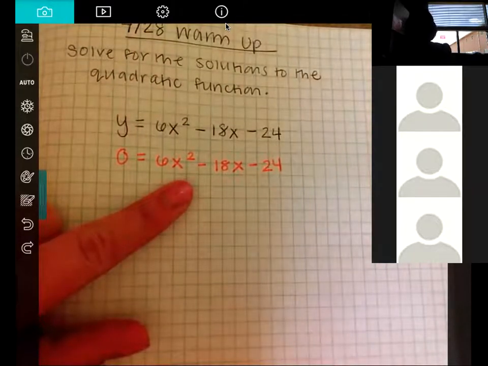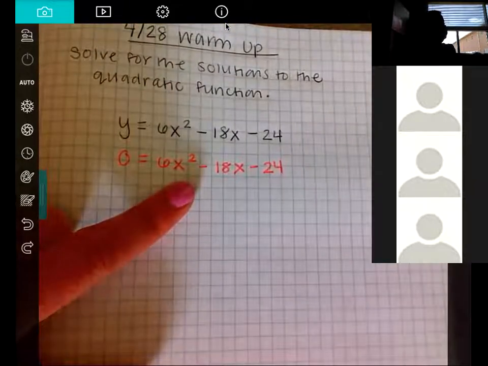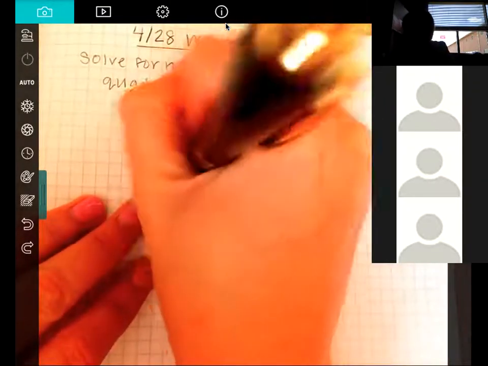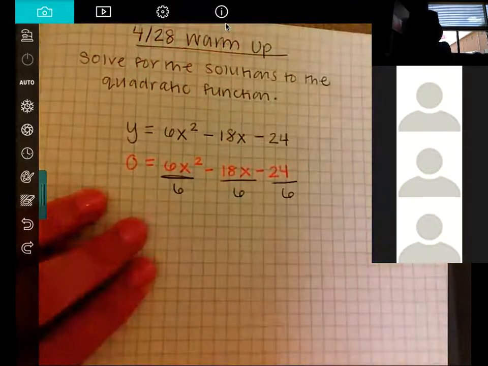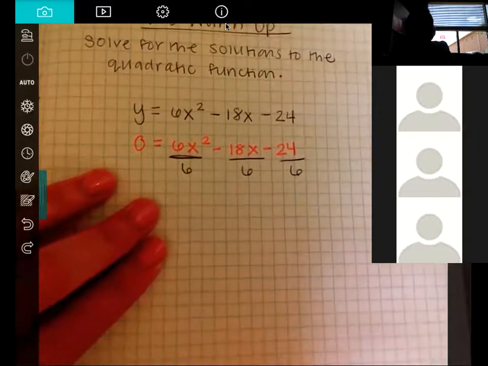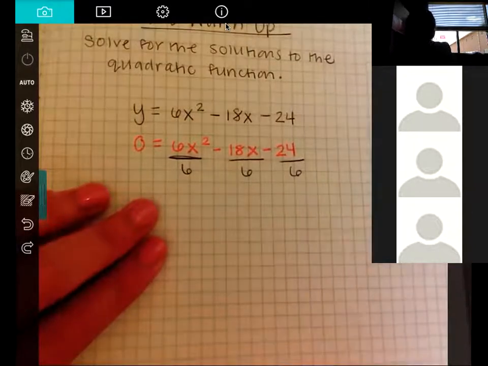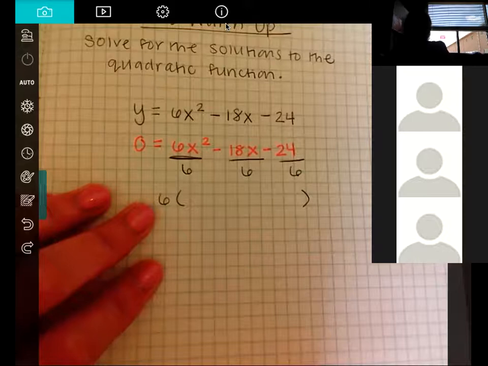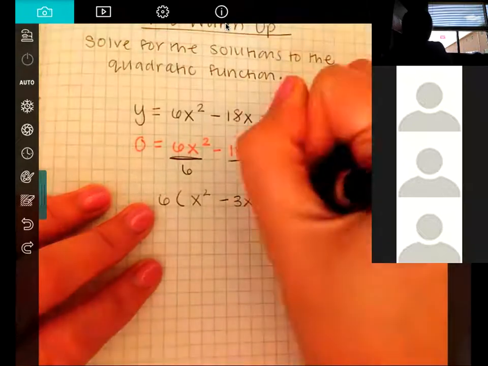So when you're factoring, what do you always check for first? GCF. GCF, and y'all, there is a GCF here. What's the GCF between 6, 18, and 24? 6. Good. Did y'all take out the 6? Yes. Take out the 6. So when I take the 6 out, we divide to find what's left, right? So do y'all agree that what would be left would be x squared minus 3x minus 4?